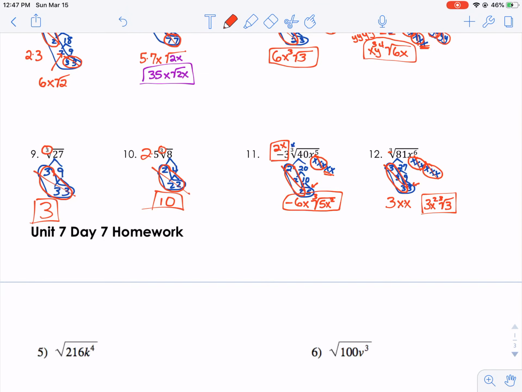All right, day 7 is the homework that accompanies this lesson.